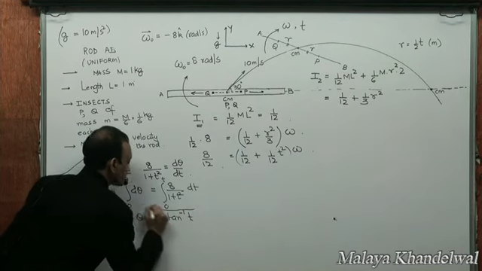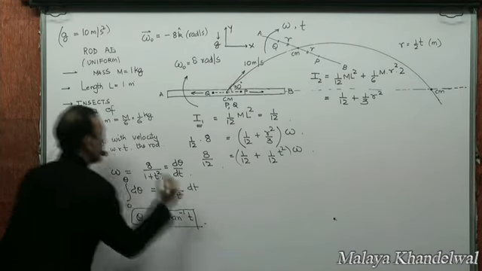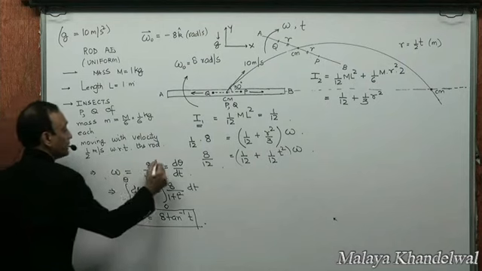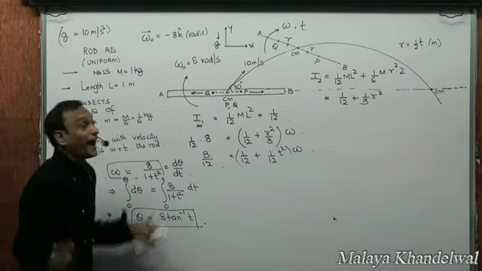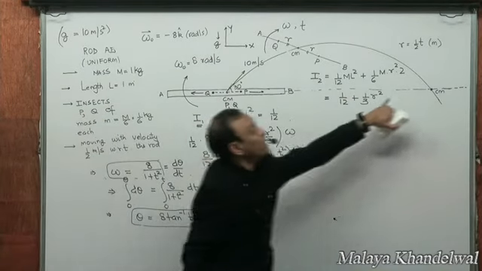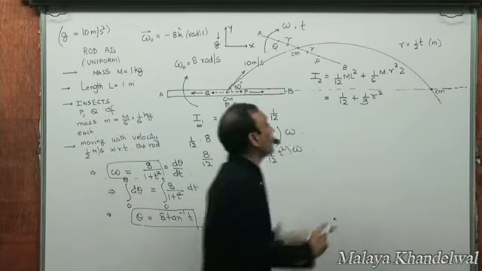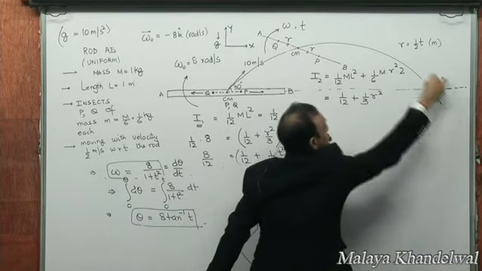θ = 8 tan⁻¹ t. So I know theta as a function of time, and I know omega as a function of time. Now, what is it that I want? I want to know theta at the instant when the center of mass comes to this position. How long does the center of mass take to come to this position?